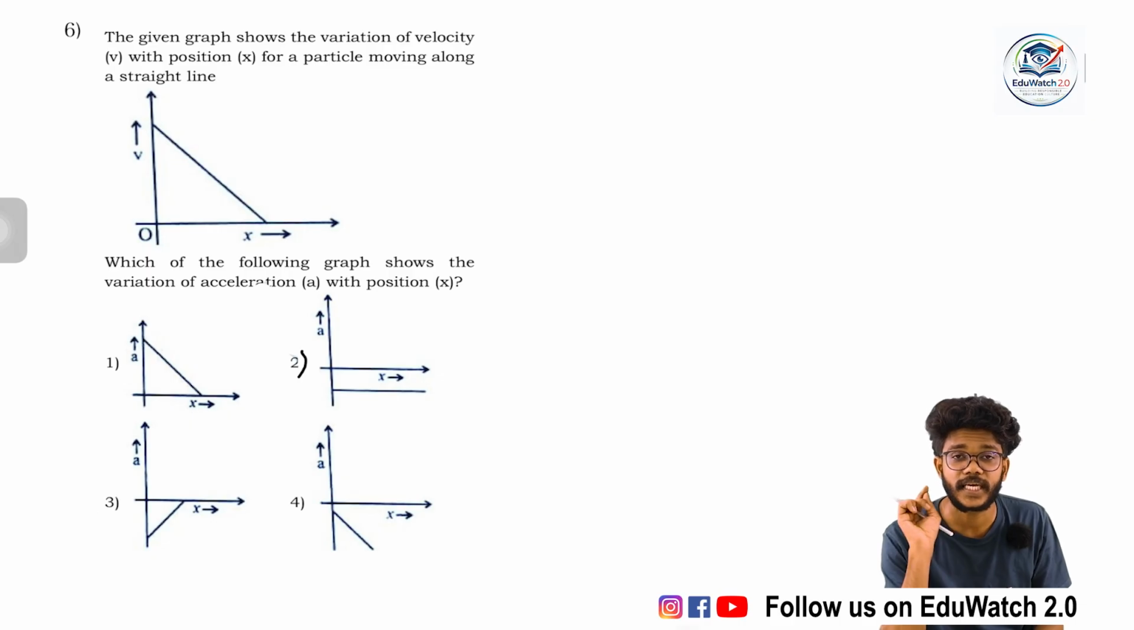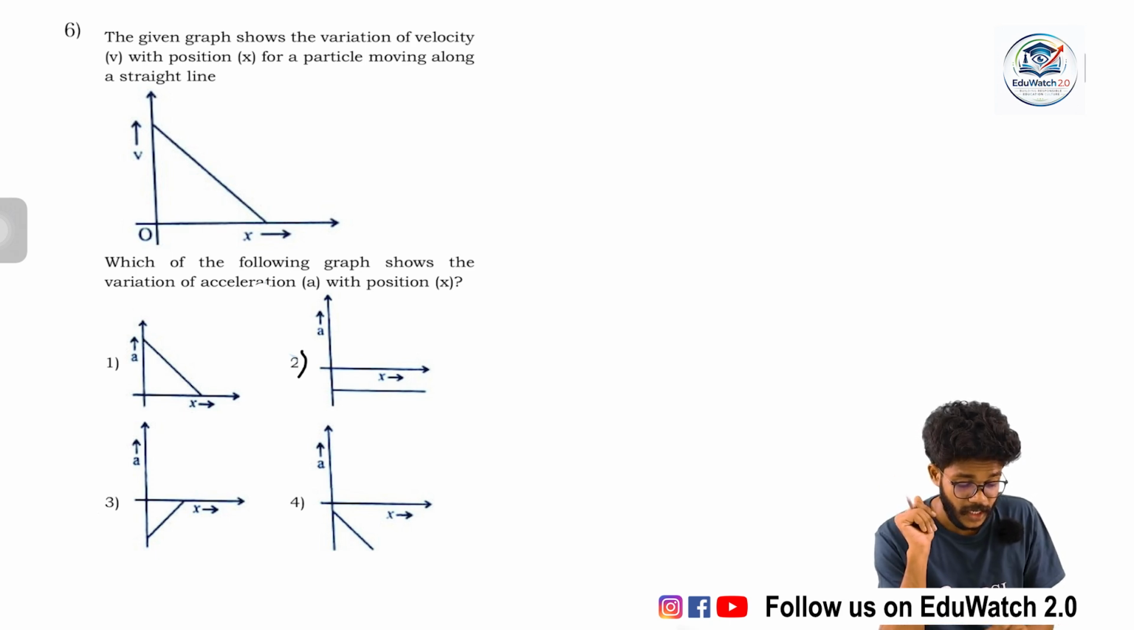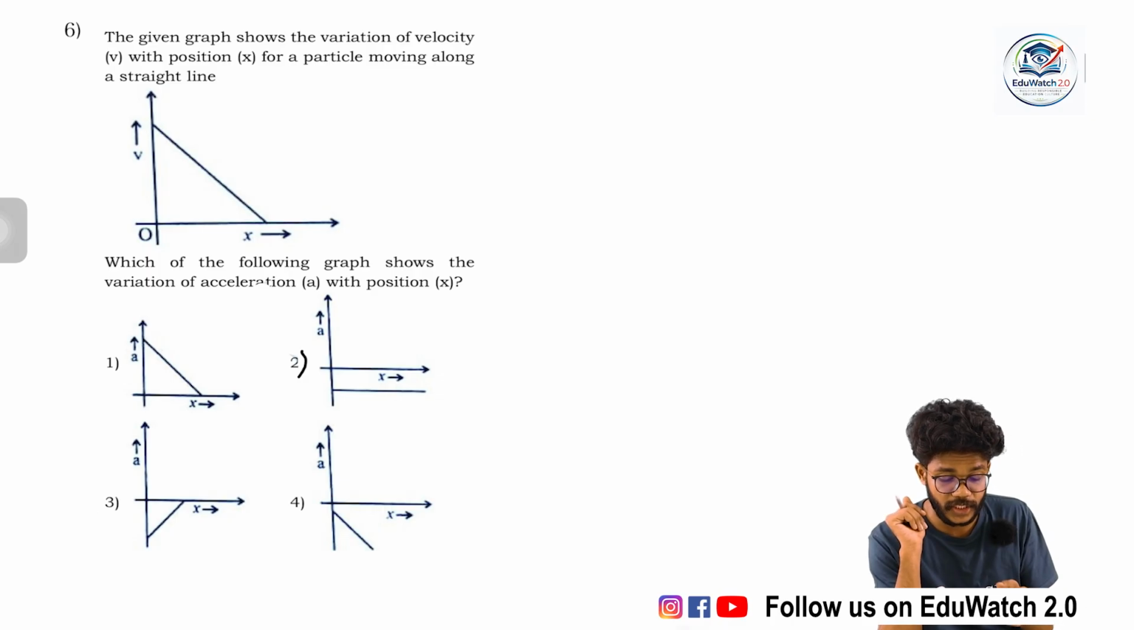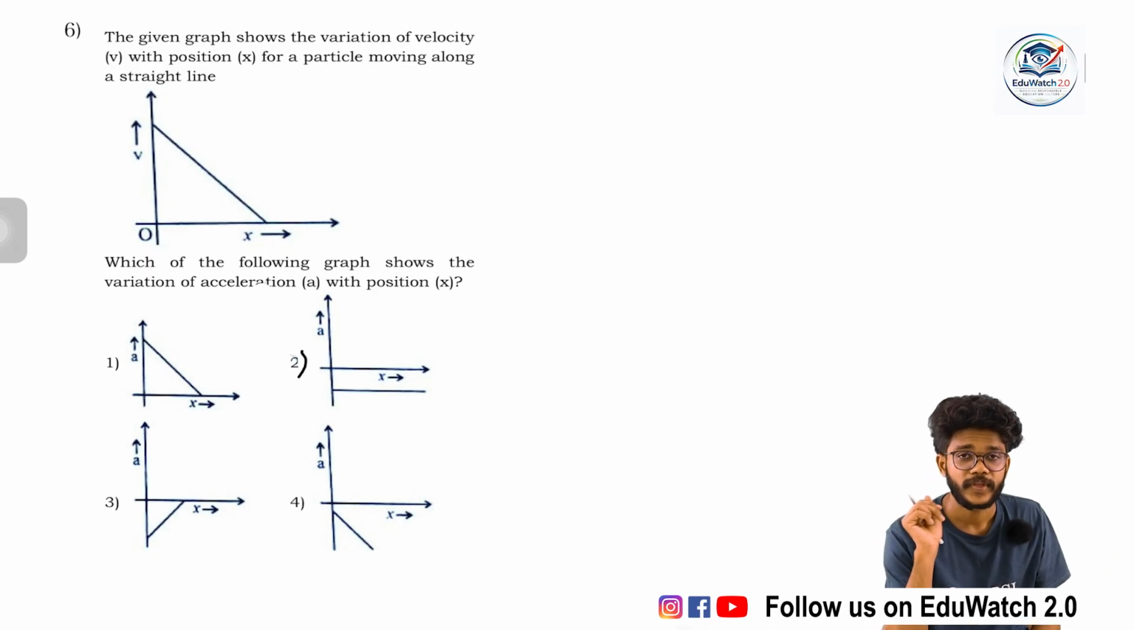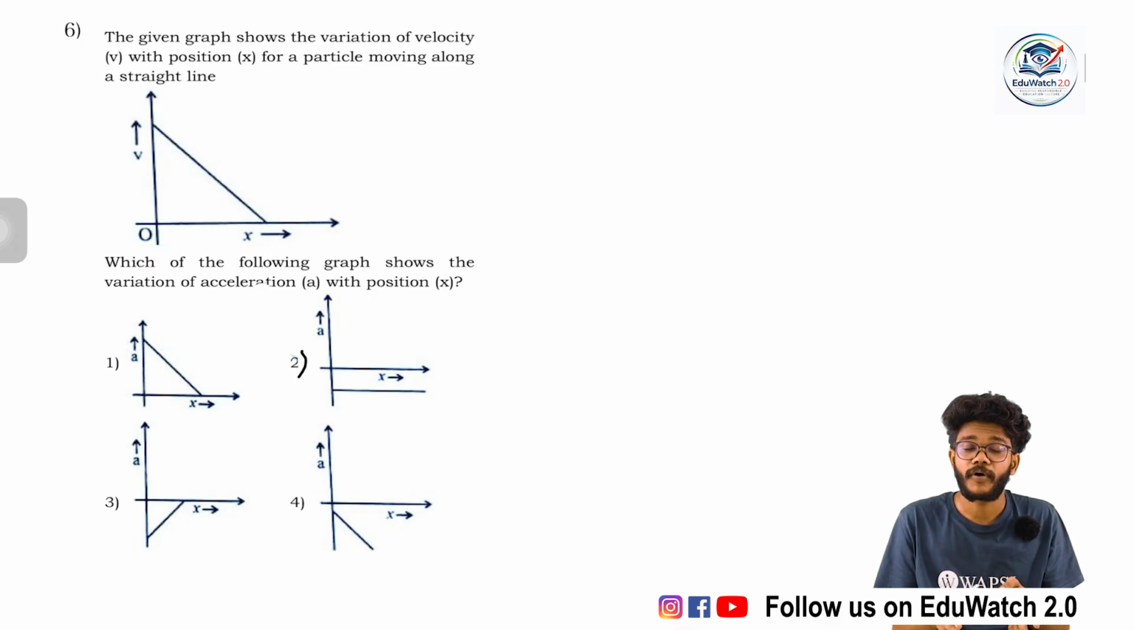That means velocity is changing with respect to x. For a particle moving along a straight line, which of the following graphs shows the variation of acceleration a with the position x? So we need to derive an a-x graph from a v-x graph. For doing this problem we need mathematics, that means differential calculus, and the equation of a line are the basic concepts of this problem.